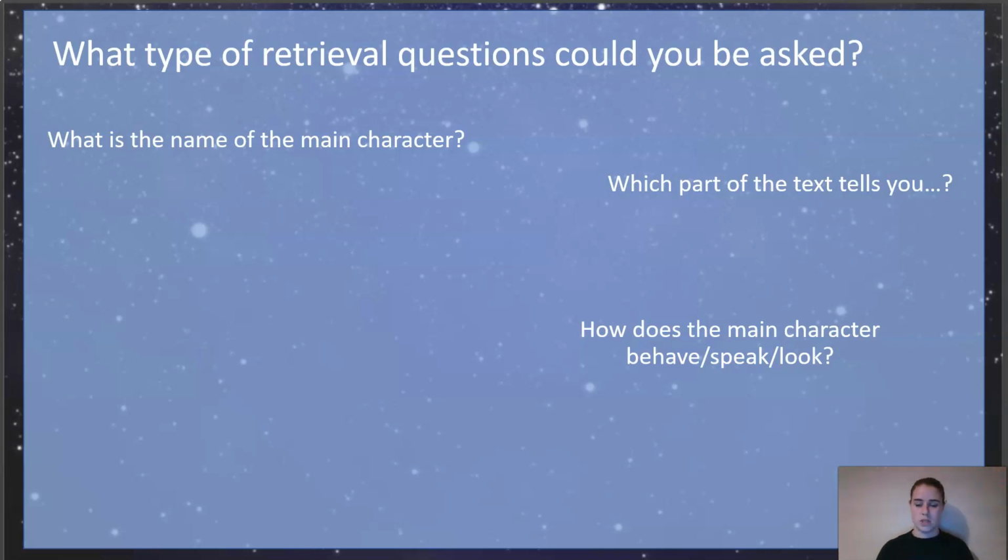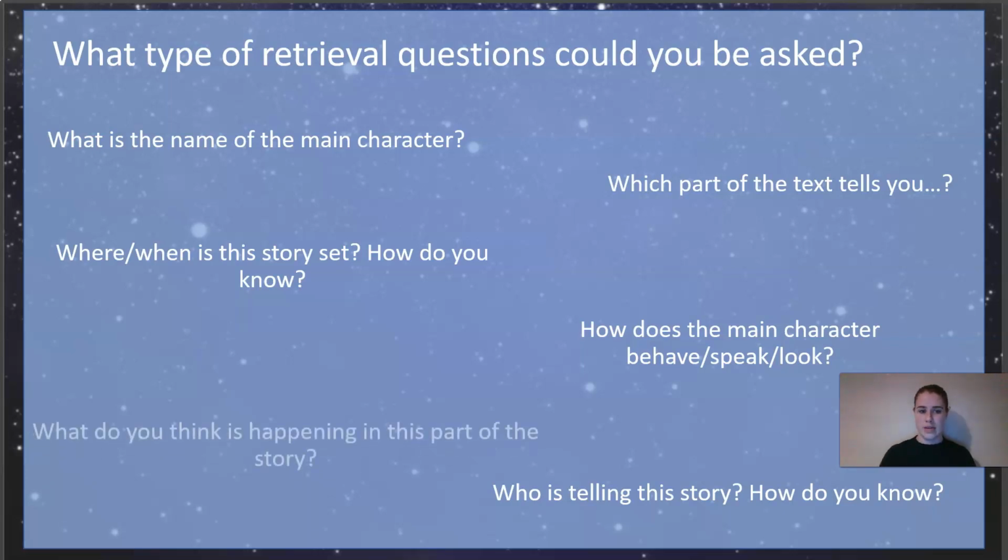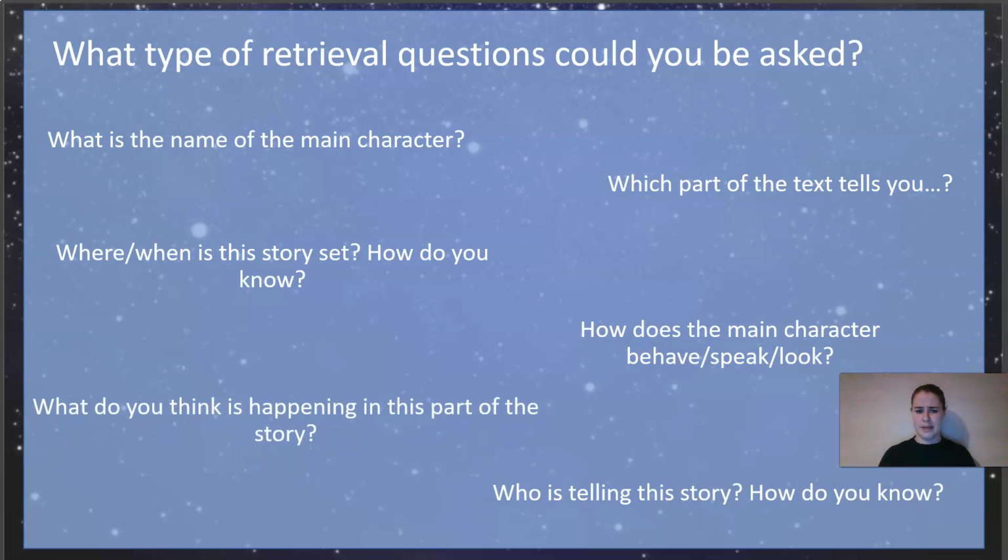We're talking about Sorrel because she gets a little bit hectic, as does Rat. Who is telling the story and how do you know? Where and when is this story set and how do you know? That might be a beginning question when you start a new book or a new text. What do you think is happening in this part of the story? That's where you would retrieve some of your information to help you.